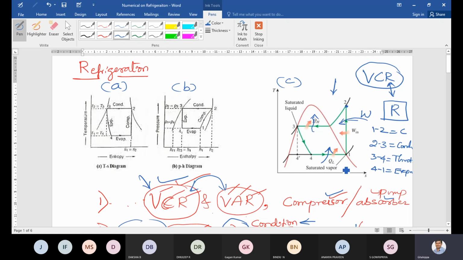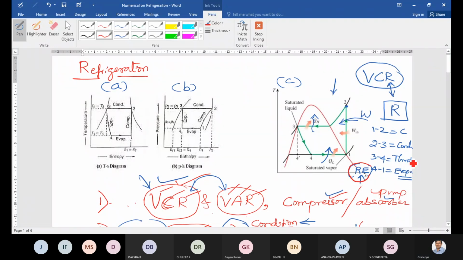Dear students, I will give some hints on how to remember this. The 4 to 1 process is also called the refrigerating effect. This word is important to solve numericals. In the numericals, they will not use the word evaporator. Instead of evaporator, they will use the words refrigerating effect. Keep in mind, refrigerating effect is related to evaporator.